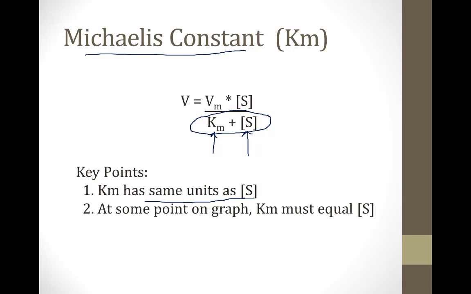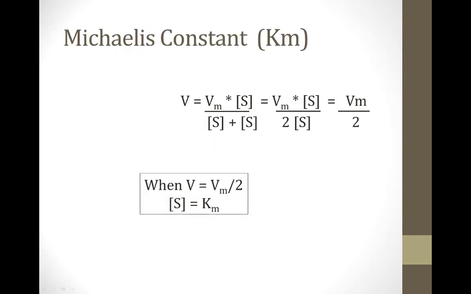So if we accept that Km has the same units as S, then we should also be able to accept that at some point on the graph, Km must be equal to S. And that's what we want to find, that point on the graph, so we can identify Km. In order to figure out where that point is, let's just change Km to S. That's what I've done right here. Instead of writing Km, I've written the concentration of S. Now we're going to put this together, and we get 2S on the bottom right here. On the top, we still have Vmax times S, because that's the numerator of the Michaelis-Menten equation. Now the S's cancel out, and we have that when V is equal to Vmax over 2, then Km must be equal to S. And that's what I've shown right over here.